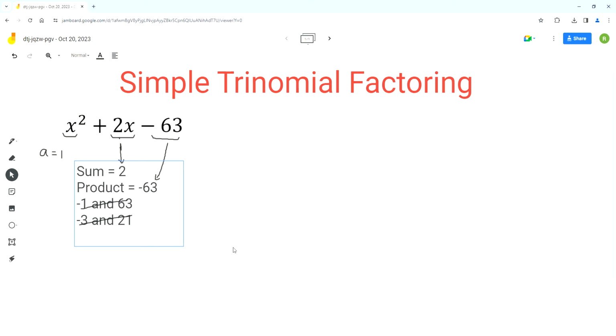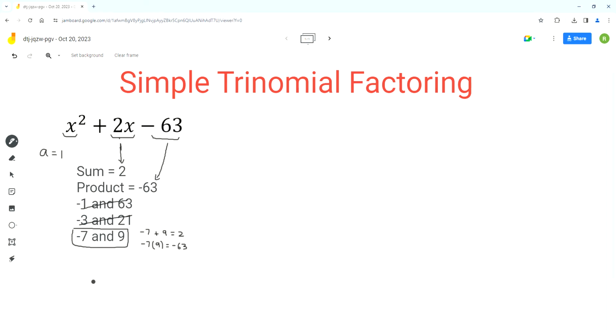Now 4 won't work, 5 won't work, 6 won't work. So the next pair that will work is negative 7 and 9. Now if we add negative 7 and 9, we get a sum of 2. So negative 7 plus 9 is equal to 2. And negative 7 times 9 is equal to negative 63. So this pair of numbers works for us.